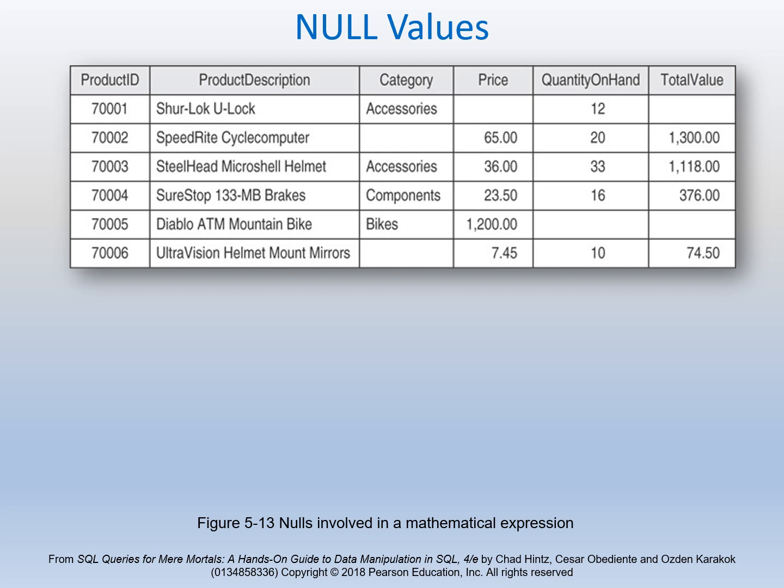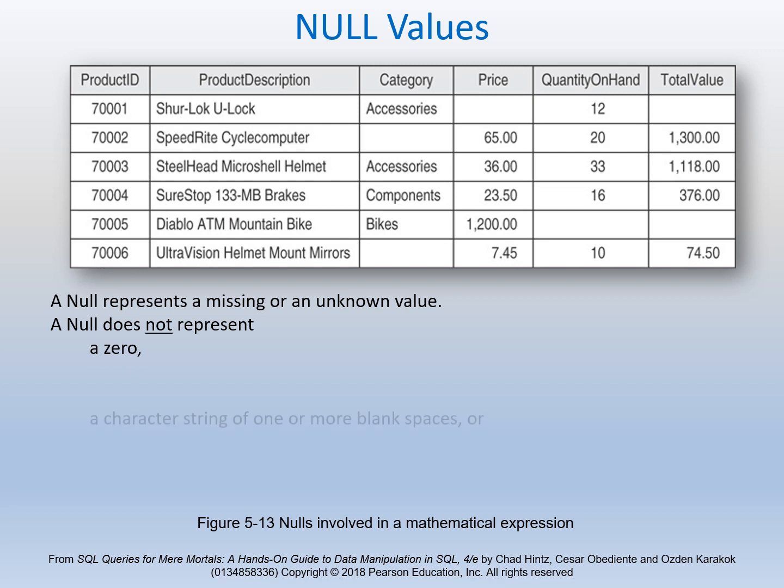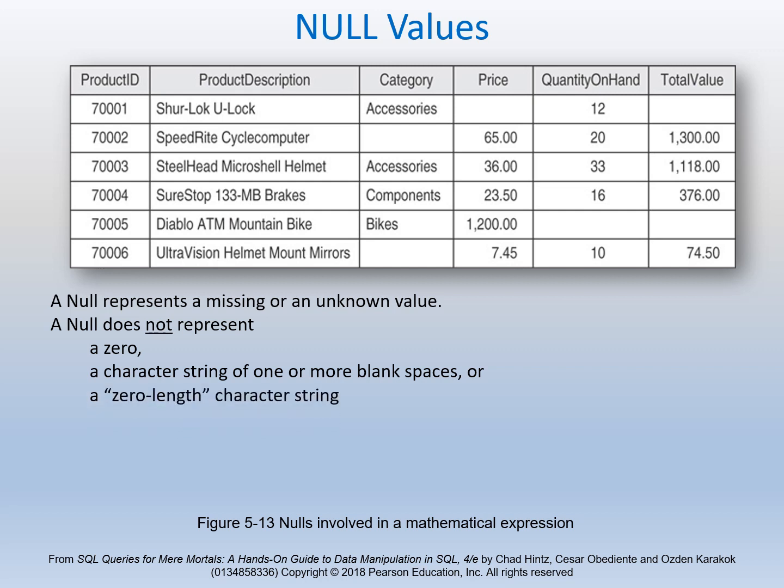Sometimes a column within a table may have a null value for a row. A null represents a missing or unknown value. Important, it does not represent a zero. It does not represent a character string of one or more blank spaces, which we do use in our concatenation. A null does not represent a zero-length character string.